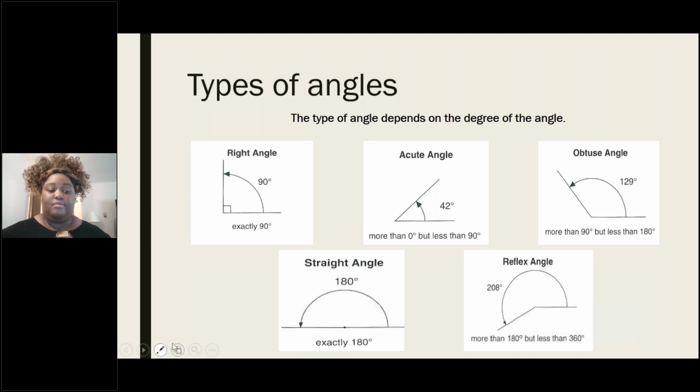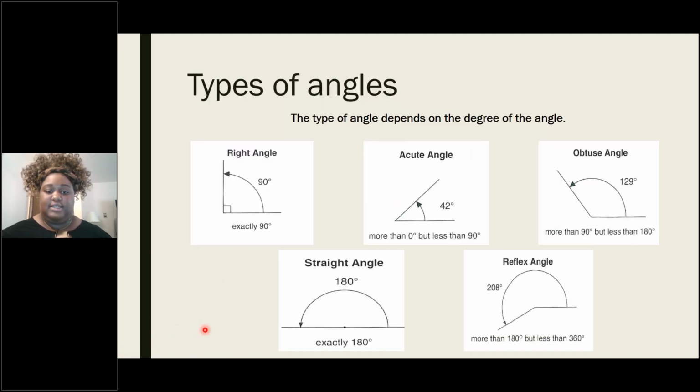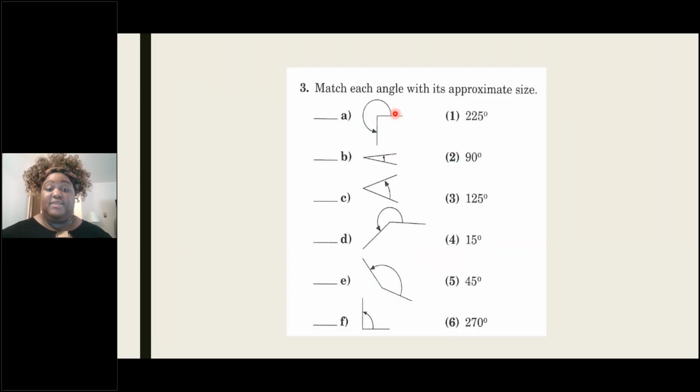Okay, so let's see. Now this exercise is just a matching exercise to see, just based on looking at different types of angles, if we can match them with their approximate size. So the first one we have here, it's on the outside here, and it's not a full circle, but what type of angle does that look like? And I can go back to our descriptions here. So that's a reflex angle.